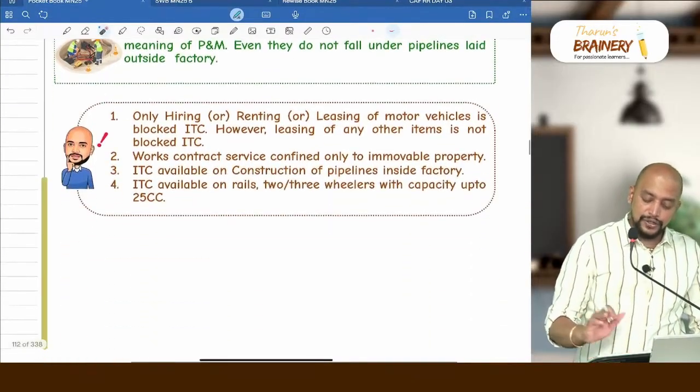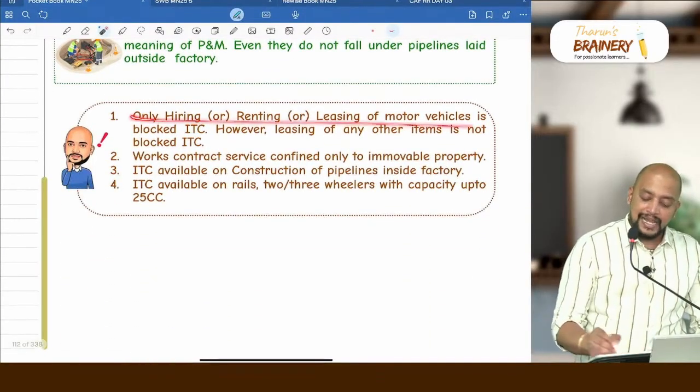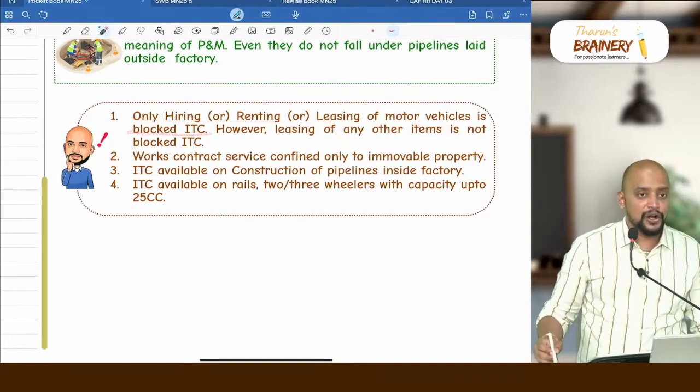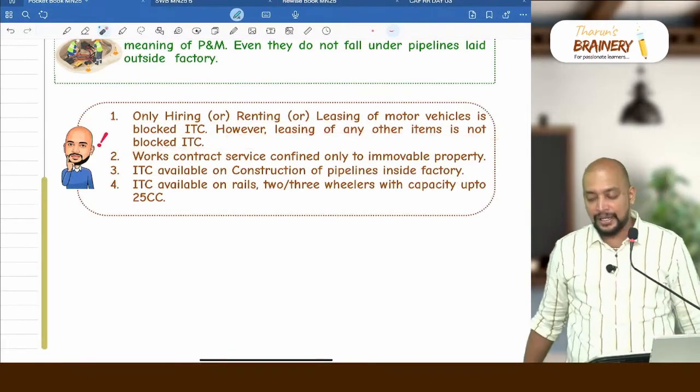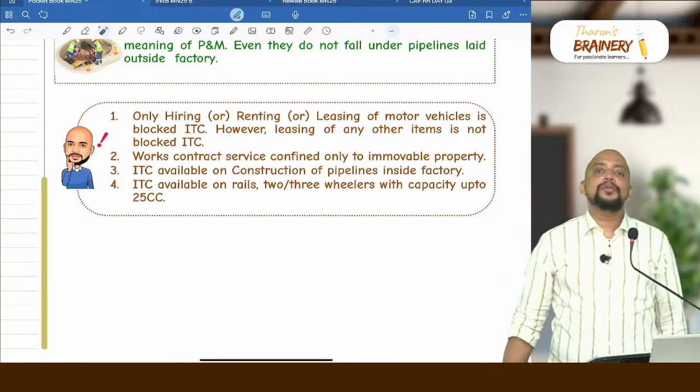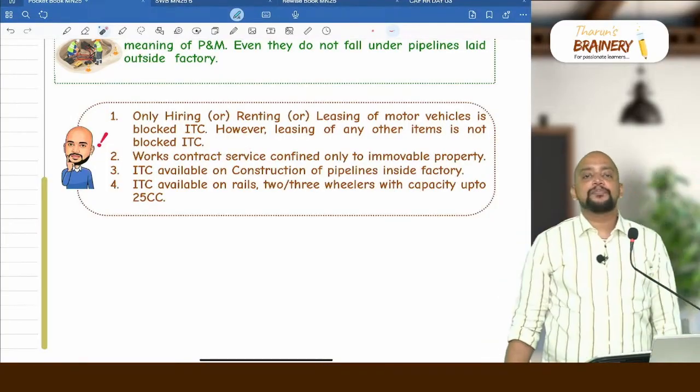Then next, look into some special points. Only hiring, renting and leasing of motor vehicles is blocked ITC. However, leasing of any other items is not blocked ITC. For example, a company is taking immovable property on rent and on that rent they paid GST.